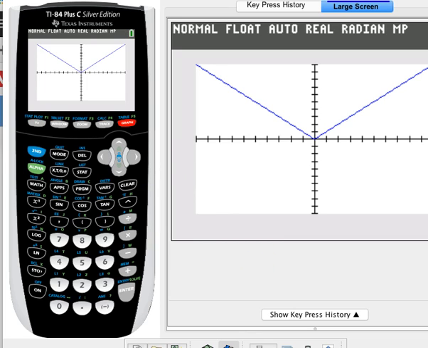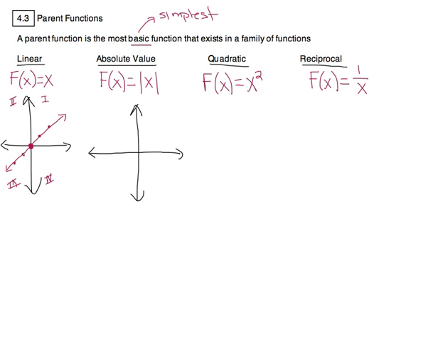So again, they'll ask you to describe things about it. It starts at the origin. What's the slope of the right side or the left side? What quadrants is it in? But this is what it looks like.